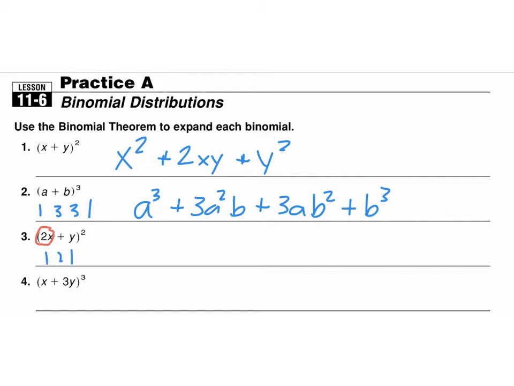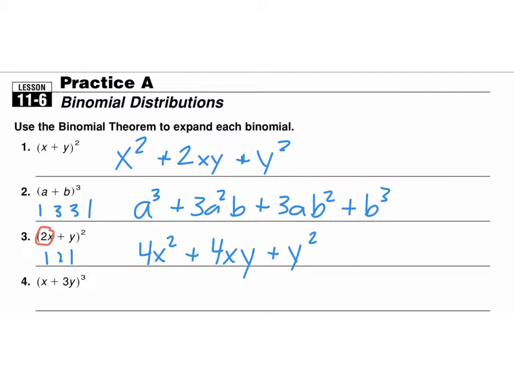So I just make a note to myself there. Those are my coefficients. So my first term is going to be 2x squared, which means 2 times 2 and x times x. That's 4x squared. The next one is going to be a 2 times a 2x times a y. That's 4xy. And then the last one is just the y squared, because the 2x is at the 0 power, and so it turns into a 1. So we've got 4x squared plus 4xy plus y squared.